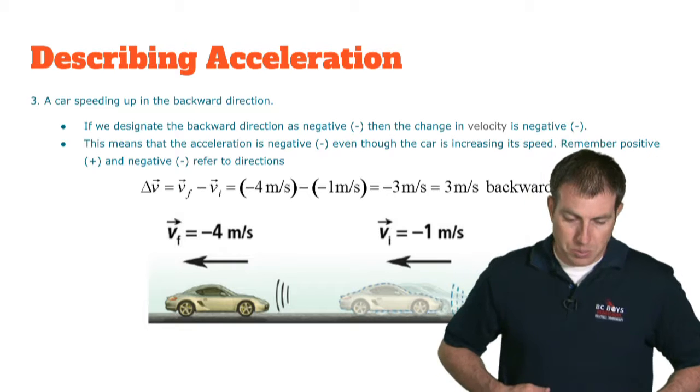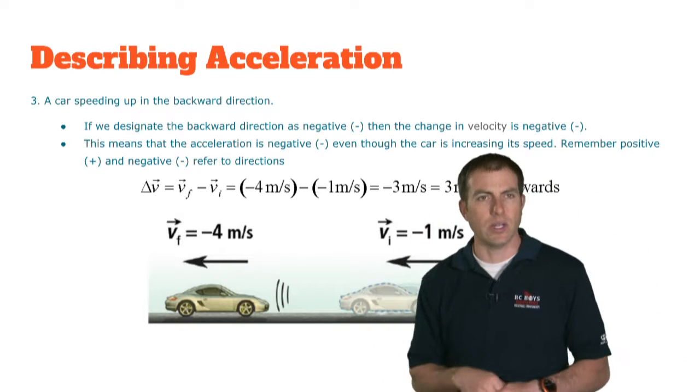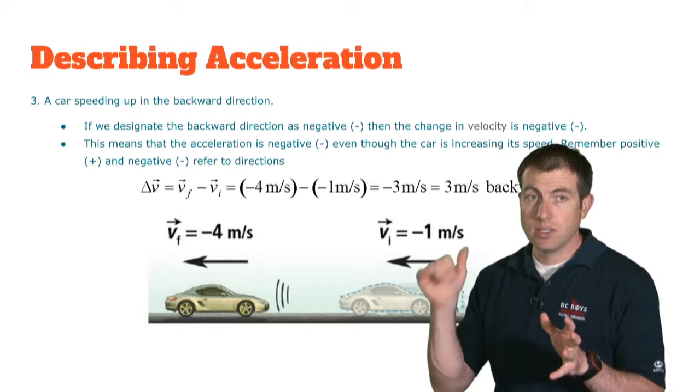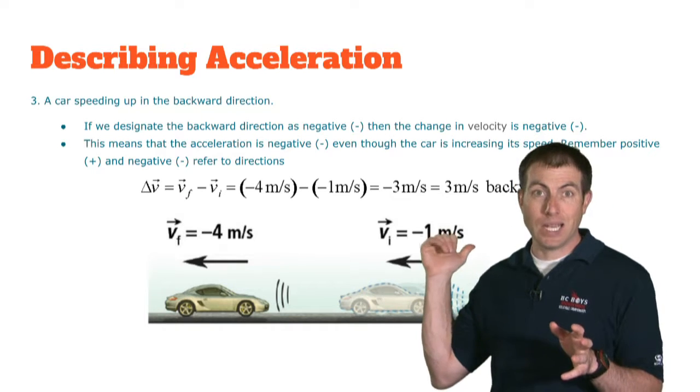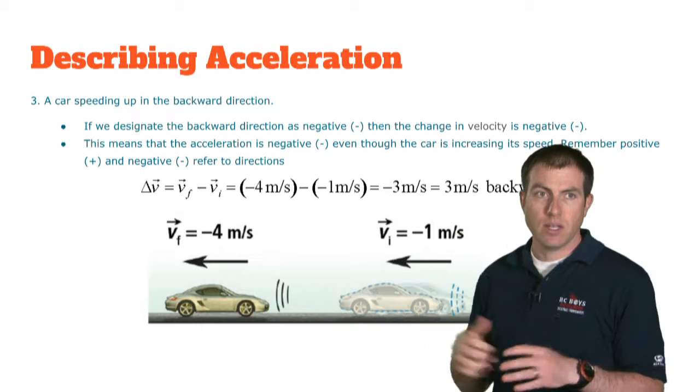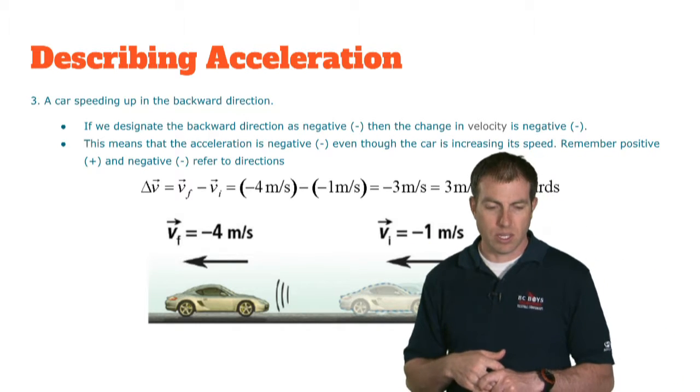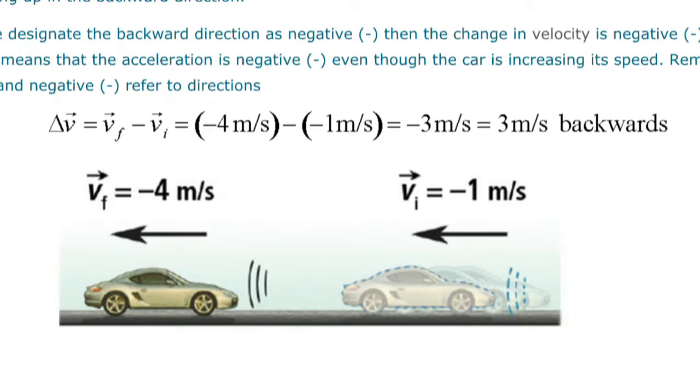All right, a car speeding up in the backwards direction. Here's where things get weird. I have a negative velocity, I'm traveling backwards, and I'm speeding up, so my acceleration is also negative. That's what this scenario looks like. Everything's negative. You have a negative velocity to start with, and your acceleration is going to be negative because you're speeding up going backwards. So everything's backwards: a backwards velocity and a backwards, negative acceleration.